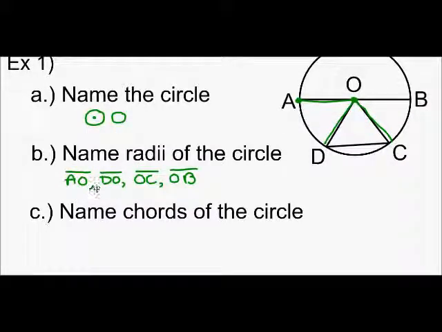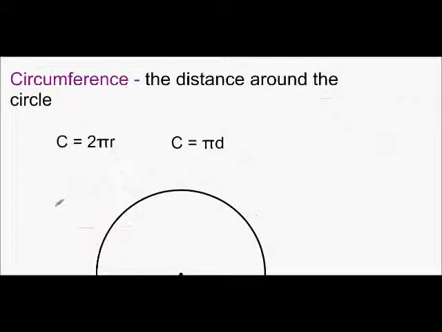And C. Name the chords of the circle, and I want to name all of them. Down here I can see DC has both endpoints on the circle, so DC. If you want to say CD, that's fine too. And then AB is a chord. You might be saying, well, AB is a diameter. Yes, AB is a diameter because it passes through point O. However, both of its endpoints are on the circle. That means that it is a chord.